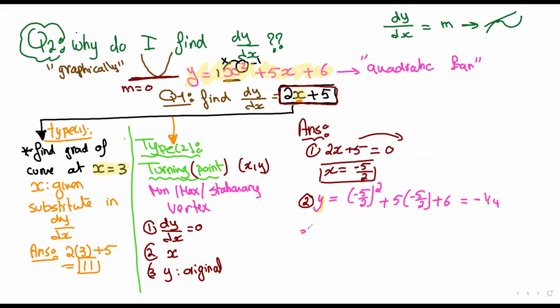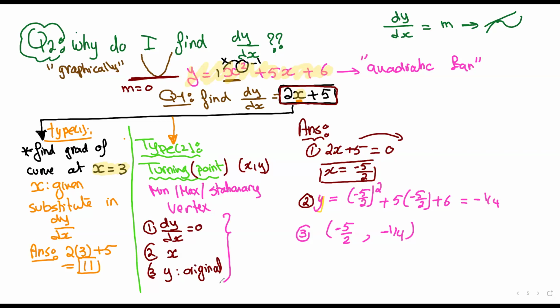So step number 3 is the ordered pair. So my ordered pair is -5/2 and -1/4. -5/2 and -1/4. Okay? So to find the turning point, minimum, maximum, stationary, vertex, as we said, these are the 3 steps that you follow always and forever. Differentiation equals 0, find the value of x, and then find the value of y by substitution in the original equation.